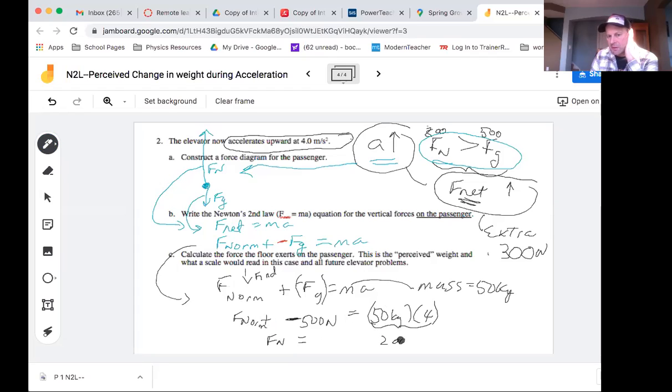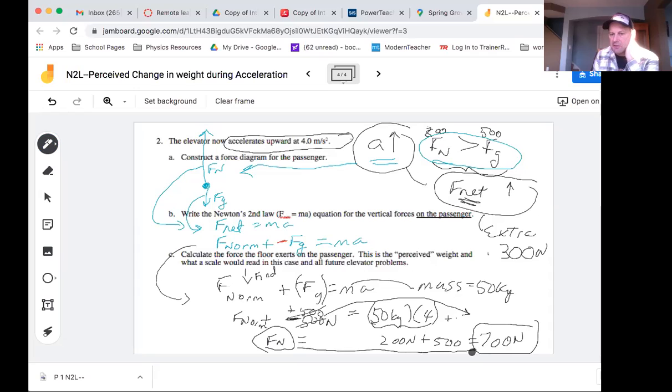So our normal force is going to be equal to, notice that this part here is 200. And if I bring my 500 over to the other side, I have to add it. So plus 500 cancels it out on this side. I have to do the plus 500 on that side. So my answer is 700. So the force from the floor is 700 newtons.